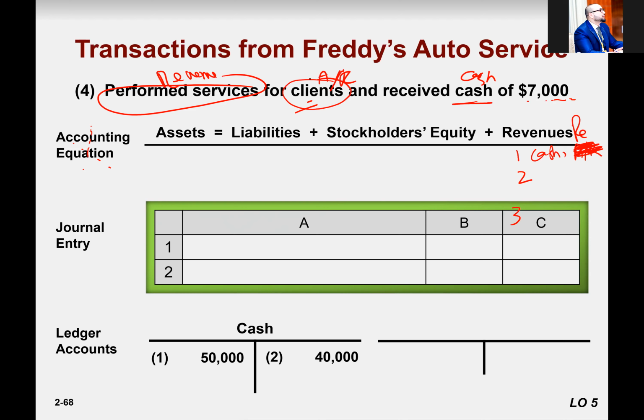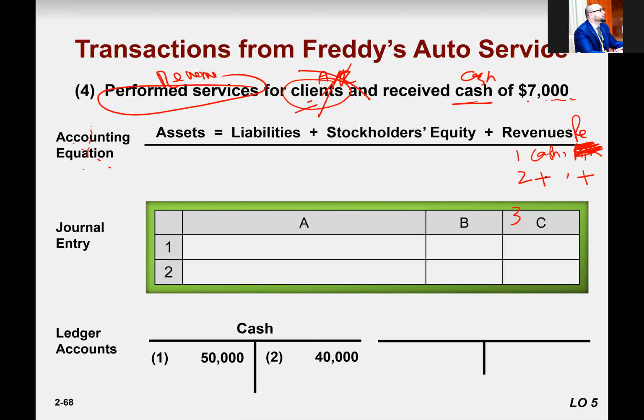So this is just for information. Why? Because the question didn't mention that we receive money from a client. The question mentioned that we perform services, right? So revenue, so cash increase, revenue increase, right? How about debit and credit?